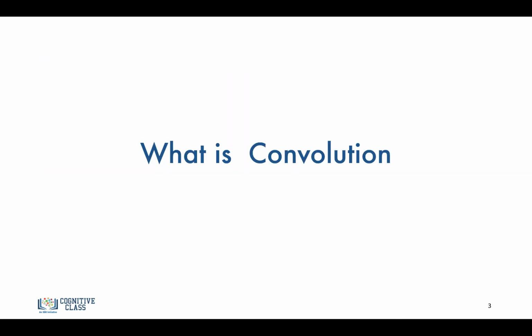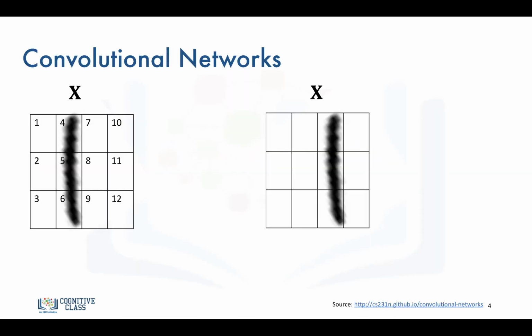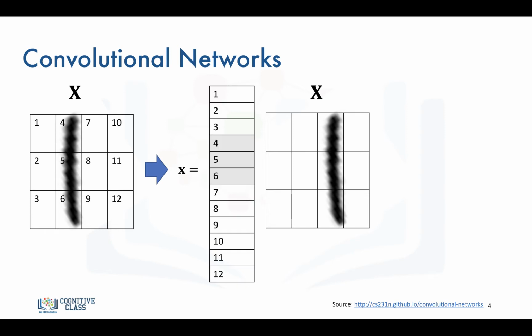So let's ask the question, what is convolution? Let's say we have two images. And if you look closely, these two images are identical, except one is slightly shifted. Let's see what happens when we convert the first image to a vector. So here's the image as a 12-dimensional vector, and the gray locations represent the areas where the intensity values are high. Now let's see what happens when we convert the second image to a vector.